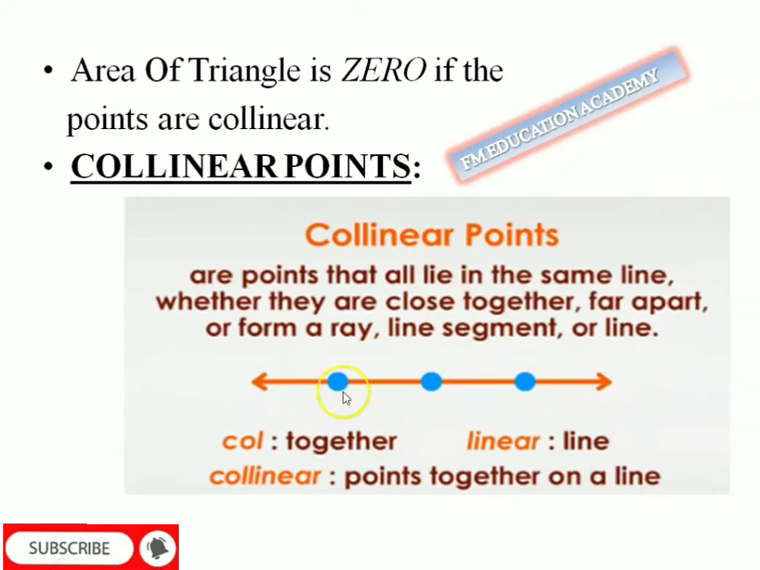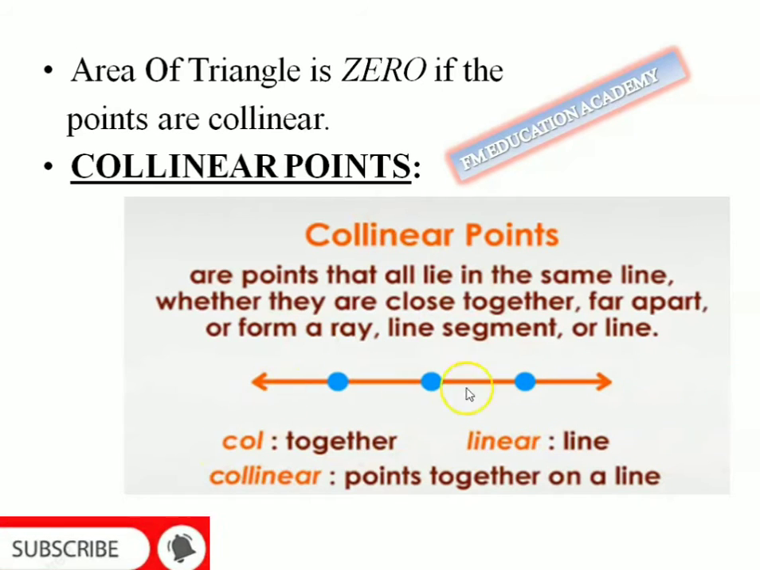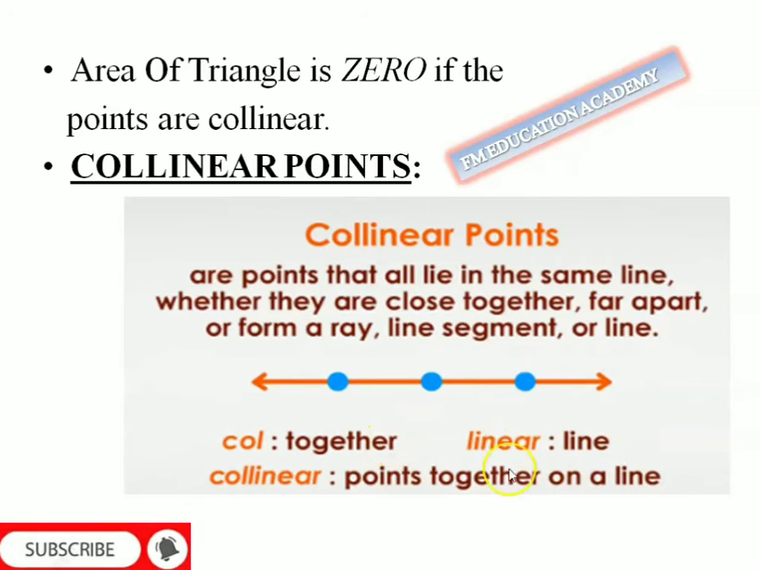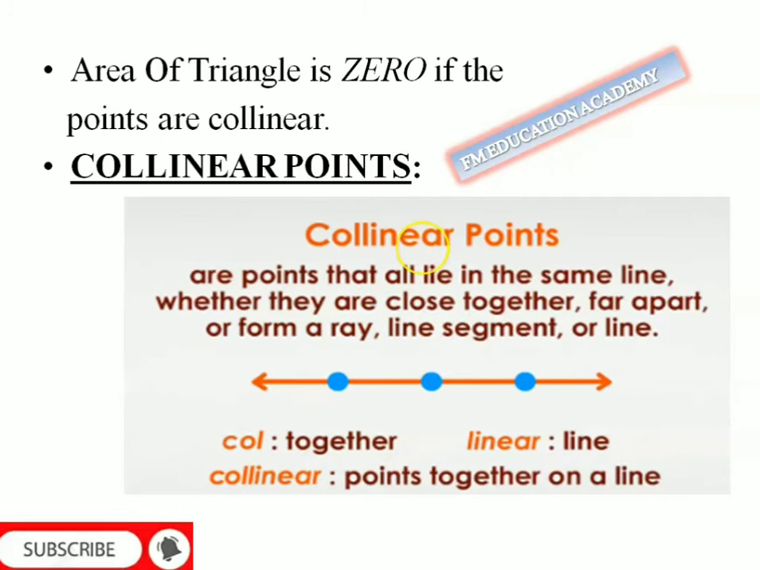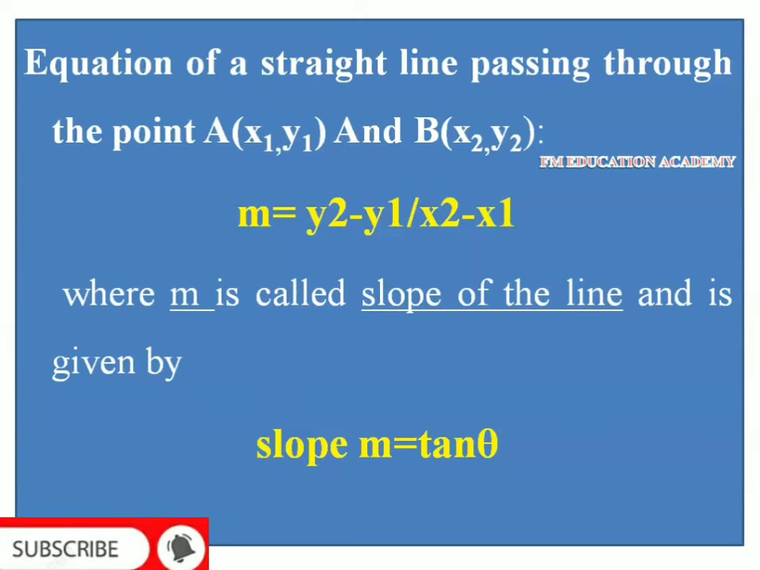When the points form a triangle, then we can say the triangle will have some area. Here, the points are lying on a single line. They are not forming a triangle. That is why the area of a triangle will be 0 when the points are collinear. Remember that. Col means together, linear means line. So if the question asks us to prove whether the points are collinear or not, simply find the area of the triangle, and when you prove the area of the triangle is 0, you can say the points are collinear.